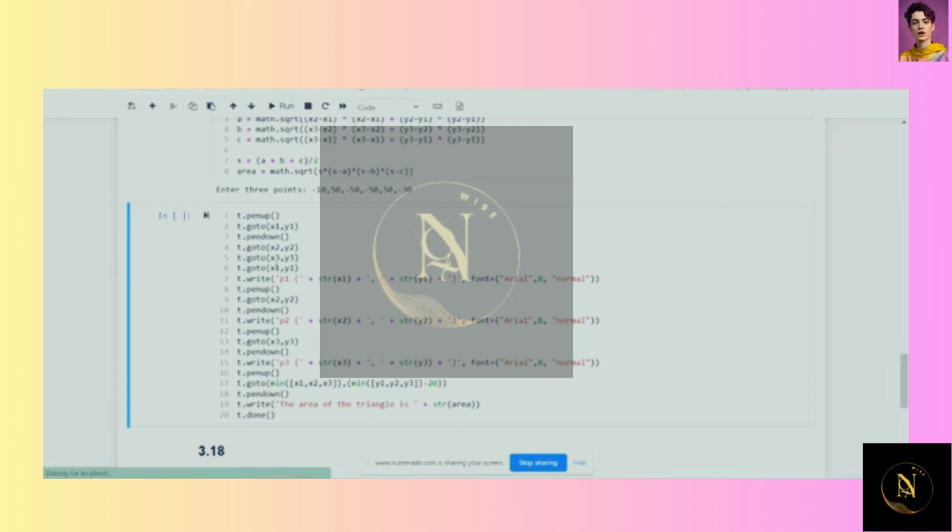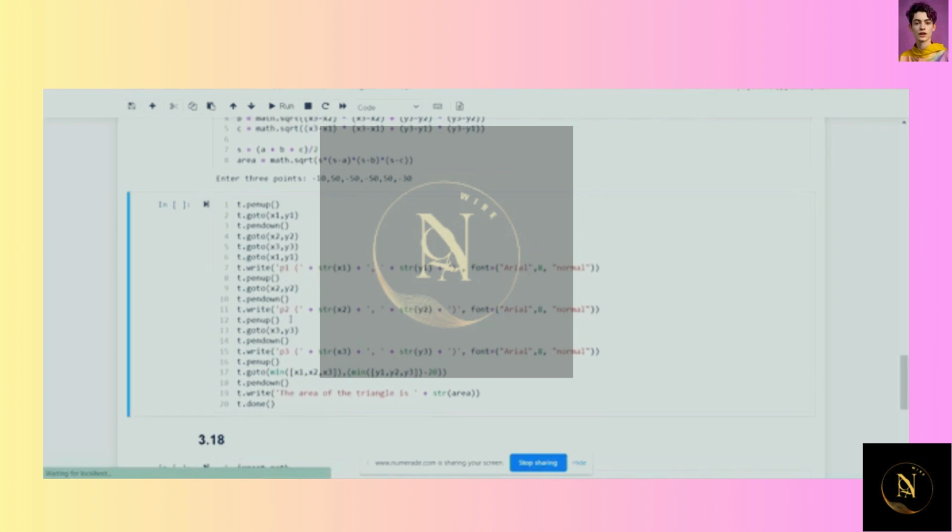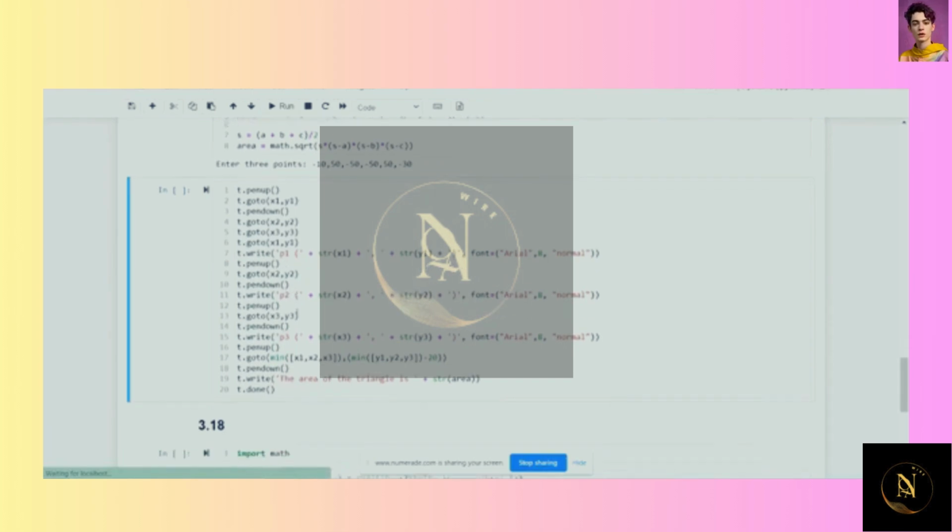So I will have turtle go to each point and write point, whatever point number it is, and then input the X and Y coordinates as strings. I'm using the Arial font in size 8, making sure we pick up the pen while we're moving between each of the spots, and then putting the pen back down when we're ready to write.